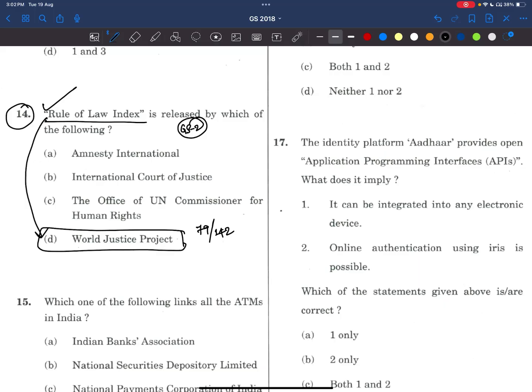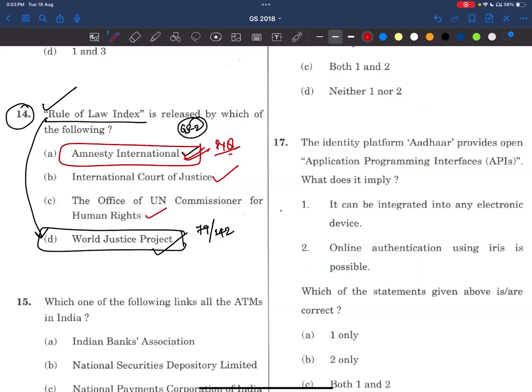Now what we have to do, we need to read about this World Justice Report. There are four parameters of the World Justice Report. We need to make notes on all those things, right? And see here, friends, we have seen Amnesty International. It is on human rights. It was a previous year question, I think given in some 2015 or 16. I don't remember exactly. Now we have to read about the International Court of Justice and also the Office of the UN Commissioner for Human Rights. All these organizations you need to make notes on. See, this is a PYQ, and he has given it in the statement.